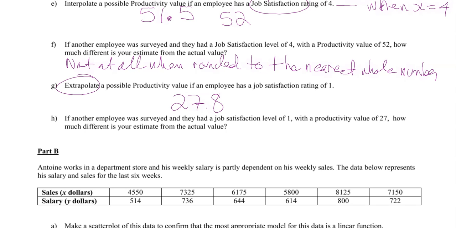Okay, so extrapolate goes beyond the data that you have, right? It's either lower than the lowest domain number or higher than the highest domain number. If another employee was surveyed and they had a job satisfaction of 1 with a productivity value of 27, how much different is this from the actual value? So it's 0.8.